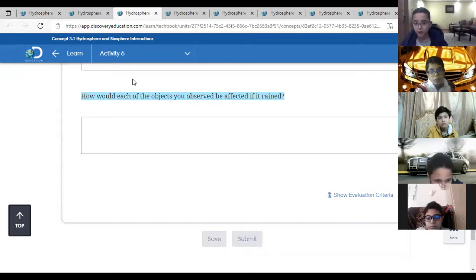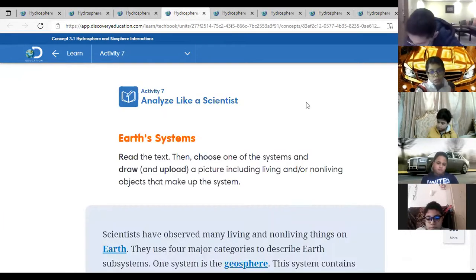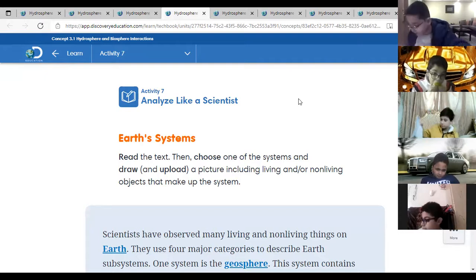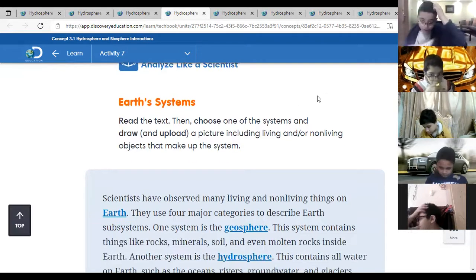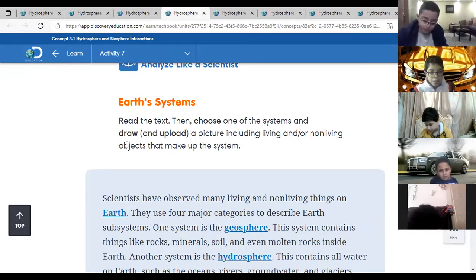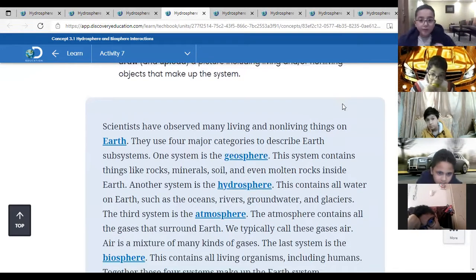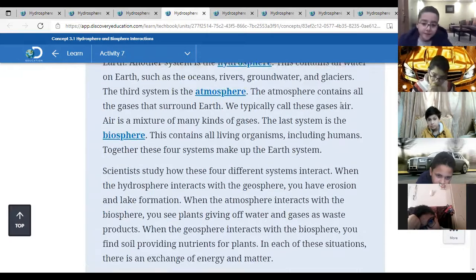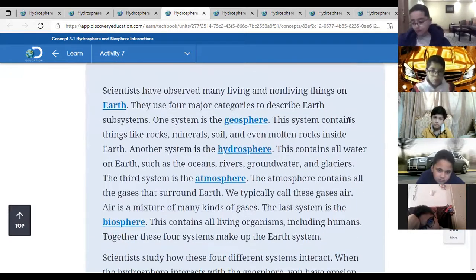Excellent, guys. Now let's move to activity number 7. It says analyze like a scientist. Earth's systems. Read the text, then choose one of the systems and draw and upload a picture including living and or non-living things that make up the system. So in this case, we need only to read these paragraphs. Okay, so I need someone to read loud and clear. Mustafa, the first paragraph, please.